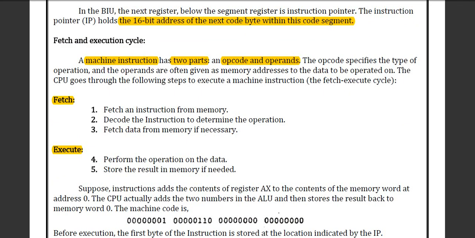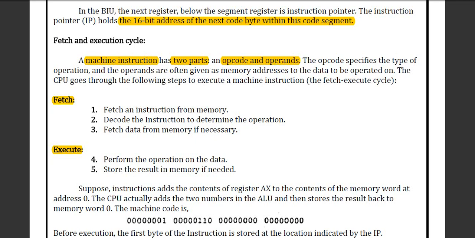First of all, we need to understand the fetch and execute cycle. A machine instruction has two parts, opcode and operand. We have already covered those topics in the 8085 section. Opcode is the operation code, that means addition, multiplication, etc. And operands are those that need to be operated on. That means A and B need to be added, so A and B are the operands, and add is the opcode.